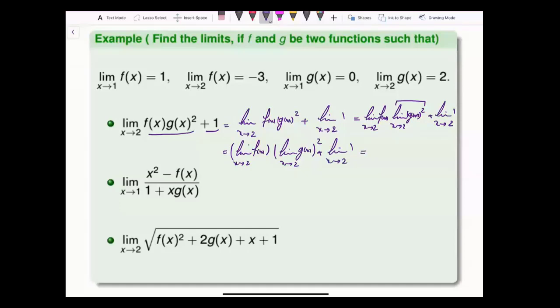Well, the first limit I know is -3, times the second limit, which is g(x) as x goes to 2. This is 2 squared, which will be 4, and then plus. The last one is the limit of a constant. The limit of a constant function, no matter what a is or what point we are approaching, will be that constant. So basically what we found here is -3 times 4, that's -12, plus 1.